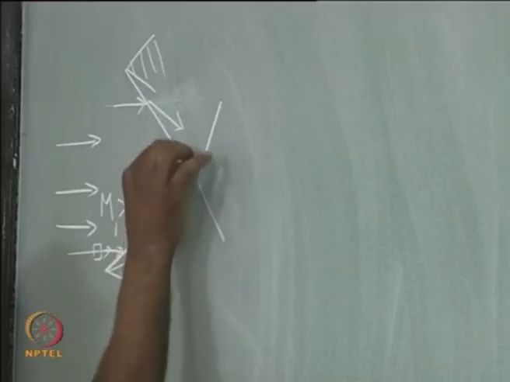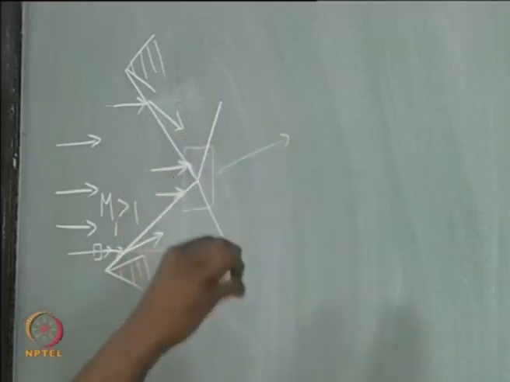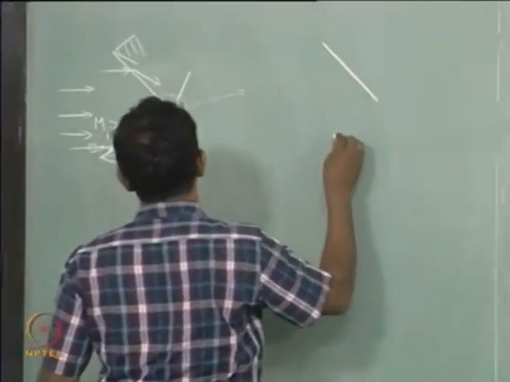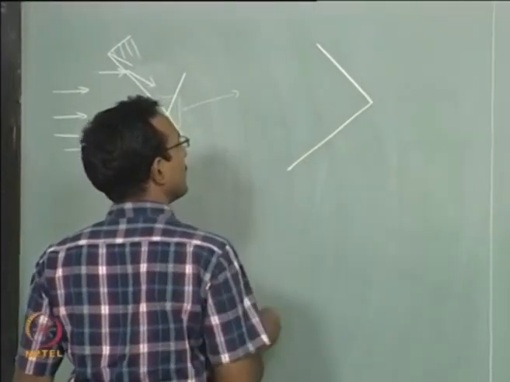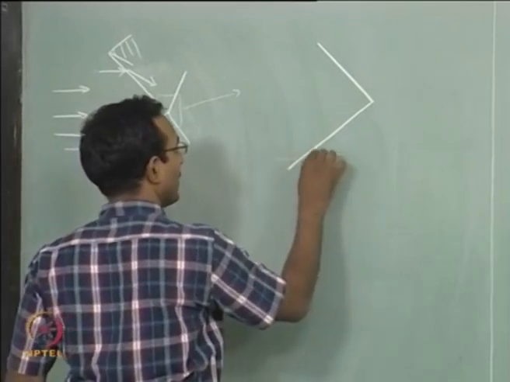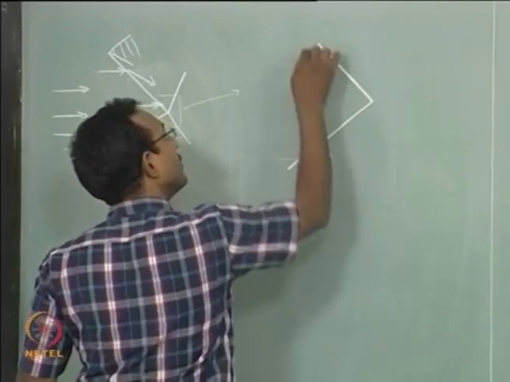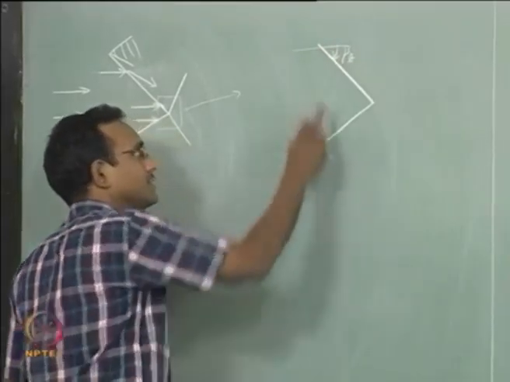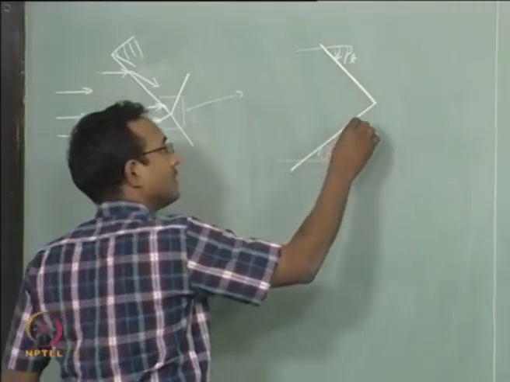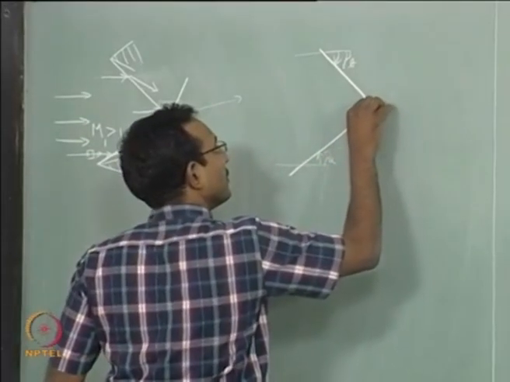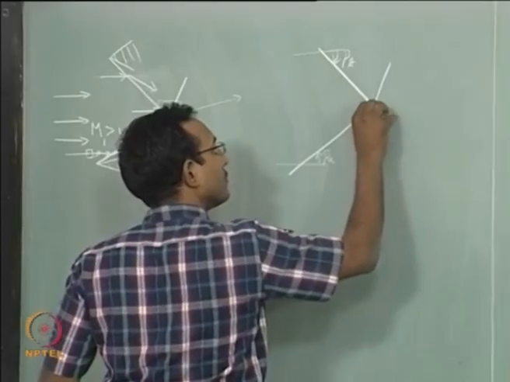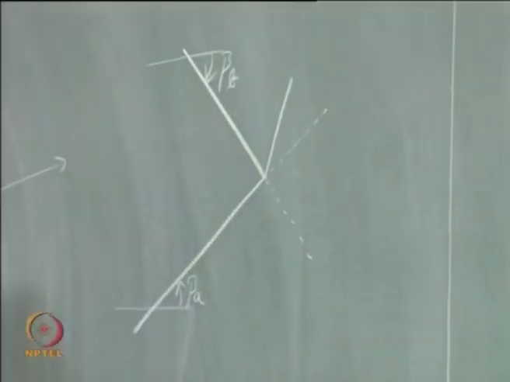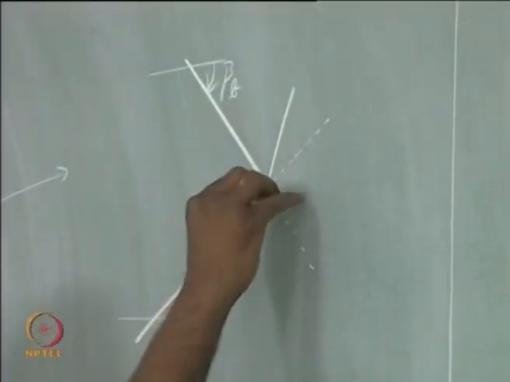Now let us zoom into this region and draw a separate, much bigger picture here. This is my beta A and this is my beta B, and this is your right running shock, this is your left running shock. Now I will extend these shocks as if they are going straight without any interaction, and then I will draw these lines with respect to that.